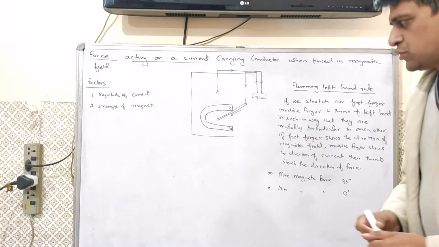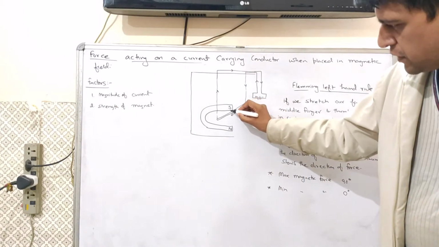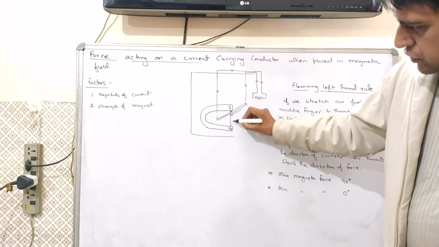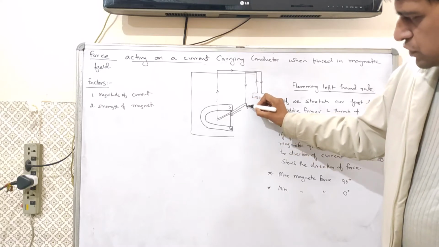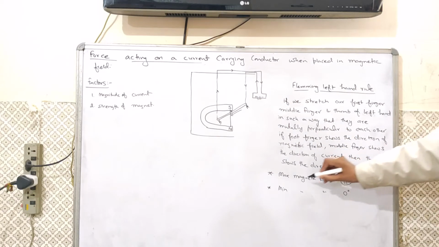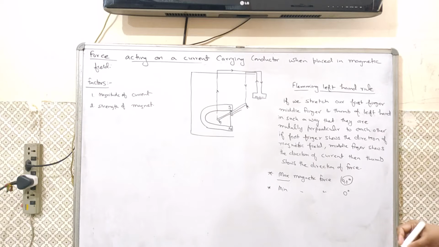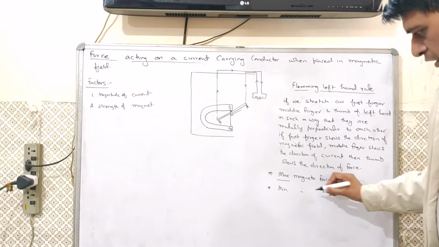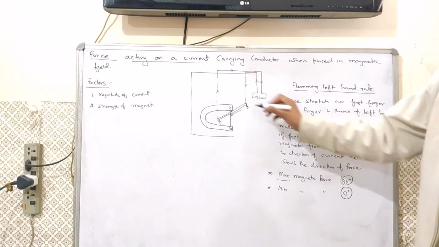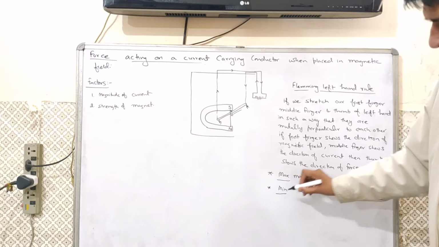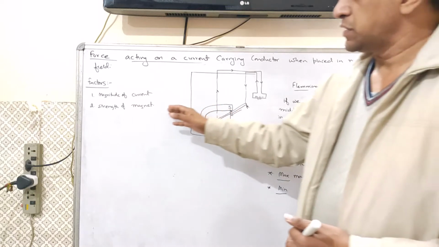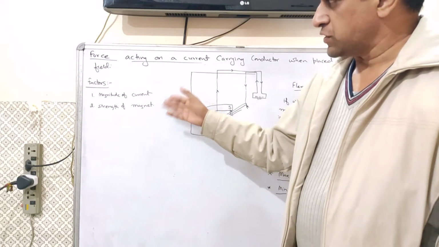Now what is the magnitude? This magnitude depends on the angle. If the angle between the magnetic field direction and the current direction, suppose from A to B, is 90 degrees, the magnetic force will be maximum. And if the angle between these two is 0 degrees, or they become parallel to each other, this force becomes minimum.